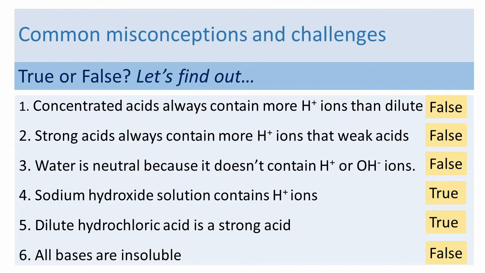So now you've had a chance to write down true or false. Let's consider the answers and find out some of the difficulties and challenges students face, all of which will be picked up at some point in the course. This first statement is false because concentrated acids don't always have more H+ ions if, say, the concentrated acid is weak, and if the dilute acid is strong, then it may contain more hydrogen ions.